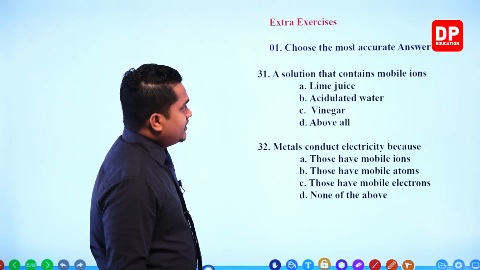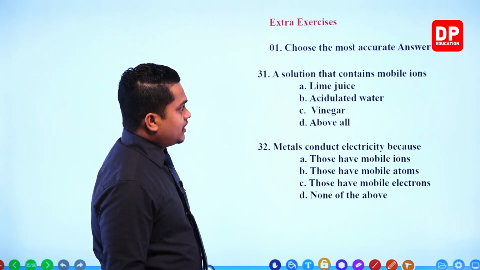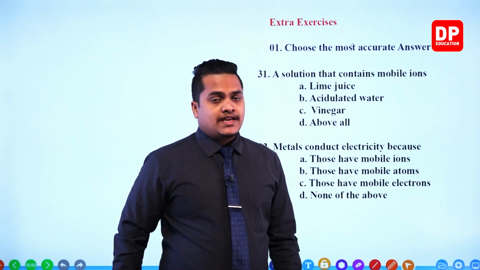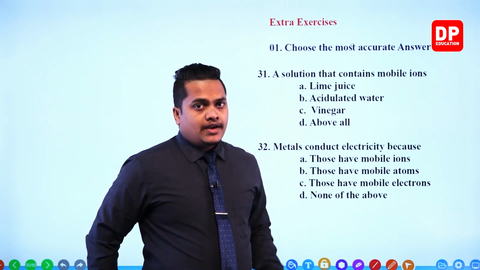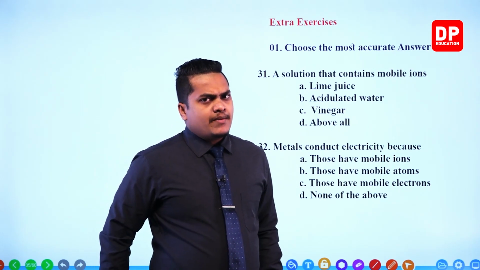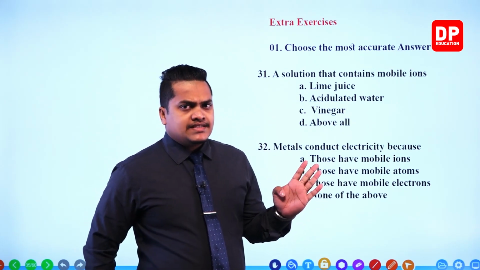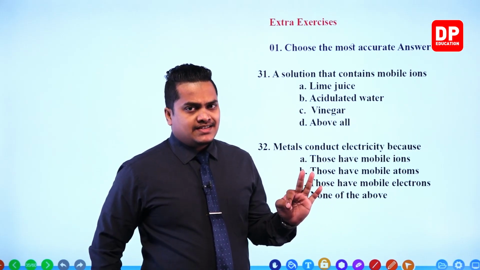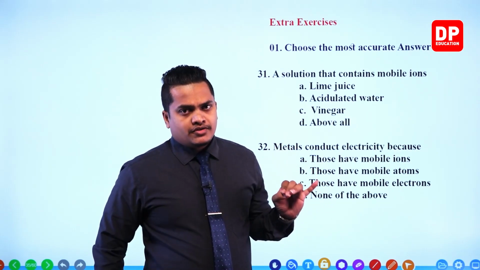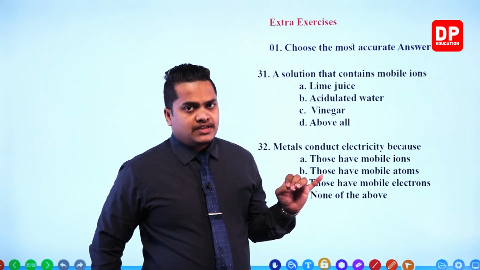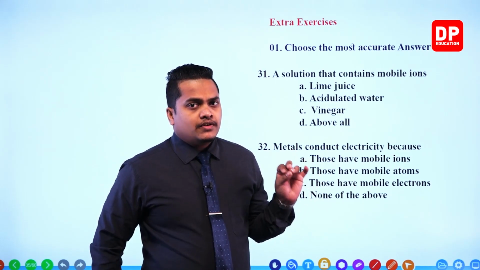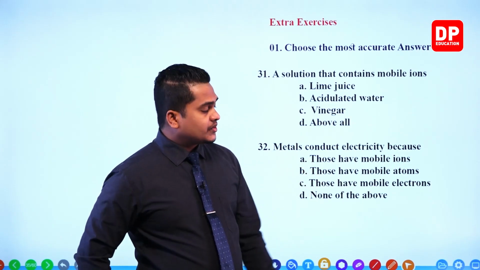A solution that contains mobile ions. So a solution that contains mobile ions, that means it should be an electrolyte. So what are the examples for electrolytes? Acidulated water, acids and bases, then solutions of ionic compounds. So you have to select one of these four categories.